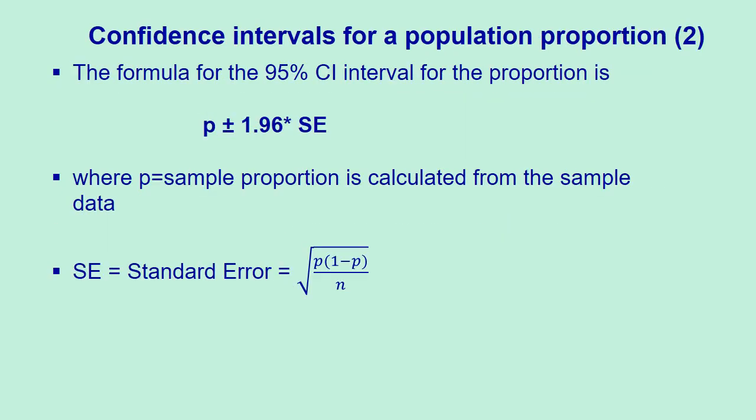The formula for calculating the 95% confidence interval for the population proportion for large samples is given by p plus or minus 1.96 times standard error, where p is equal to the sample proportion calculated from the sample data, and SE is equal to the standard error, which is equal to the square root of p times 1 minus p over n, where n is equal to the sample size.